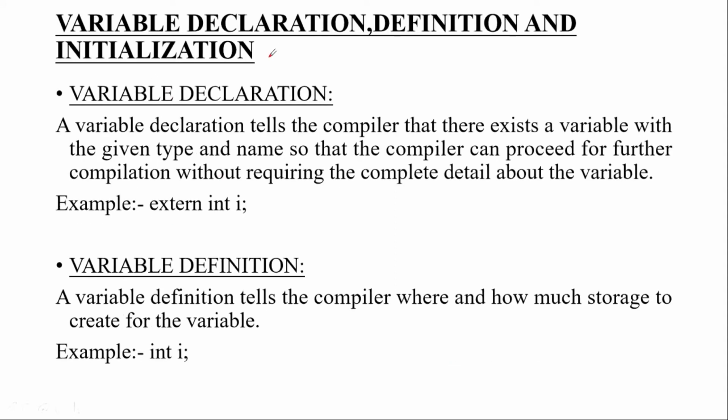Now we'll see variable declaration, definition and initialization. First, variable declaration. A variable declaration tells the compiler that there exists a variable with a given type and name, so that the compiler can proceed for further compilation without requiring the complete detail about the variable. Here is the example: extern int i. This is one of the variable declarations.